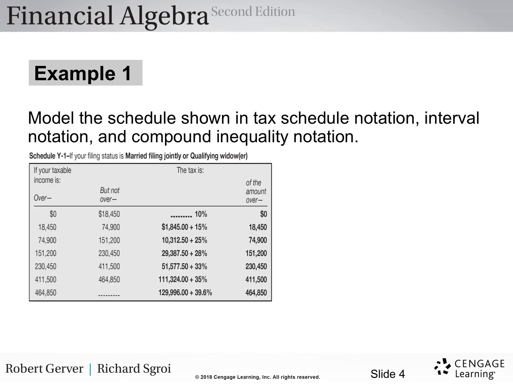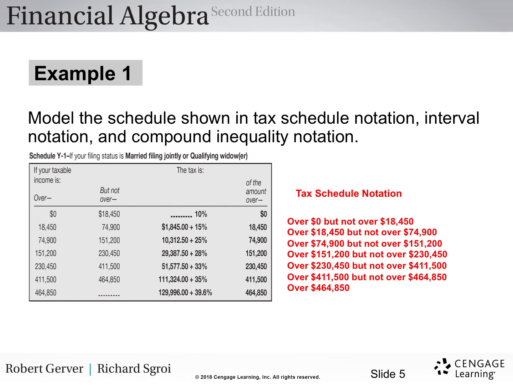So let's look at an example. Model the schedule shown in tax schedule notation, interval notation, and compound inequality notation. Now what you see here is Schedule Y. Y1, if filing status is married filing jointly, or a qualifying widower. So this is what is shown here in the example.